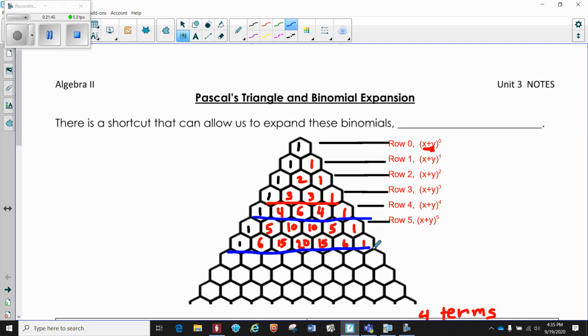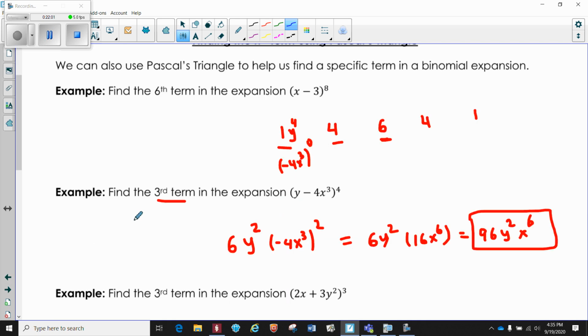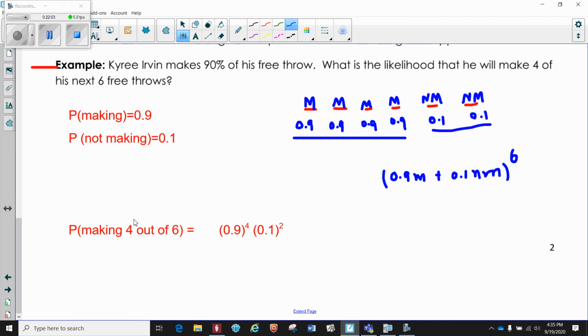So 0.9, this would be to the sixth power, this would be to the fifth power, and this would be to the fourth power. So this is 15. This is the coefficient I'm looking for. So it's 15 ways that can happen. So all you do is multiply that by 15. So 15 times 0.9 to the fourth times 0.1 squared.